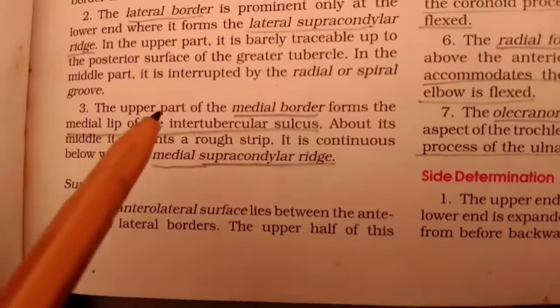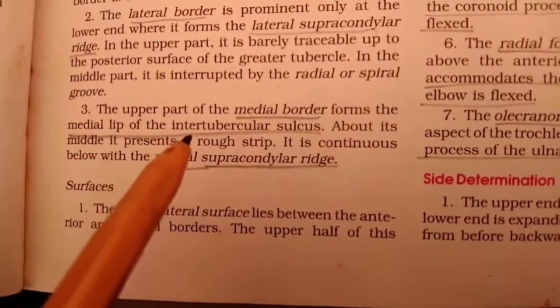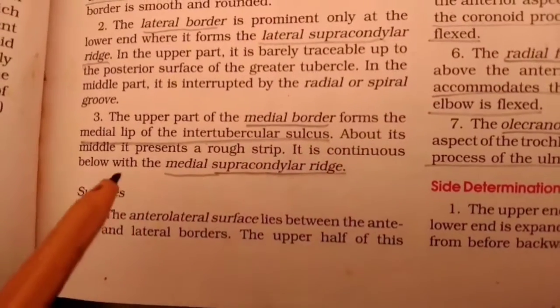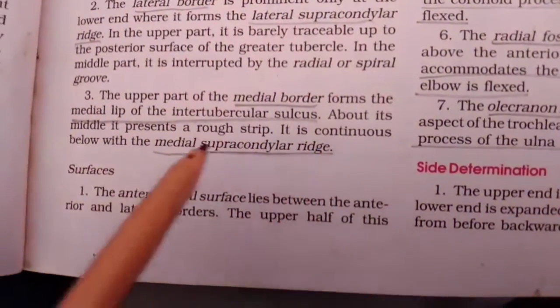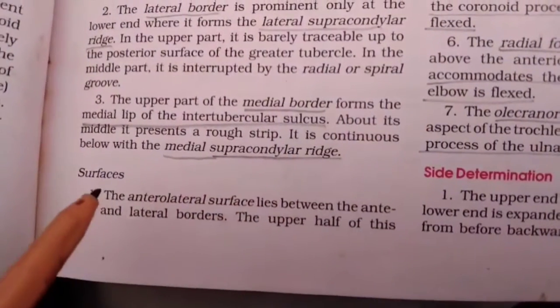Number 3, the medial border: the upper part forms the medial lip of the intertubercular sulcus. About its middle it is present as a rough strip. It is continuous below with the medial supracondylar ridge.